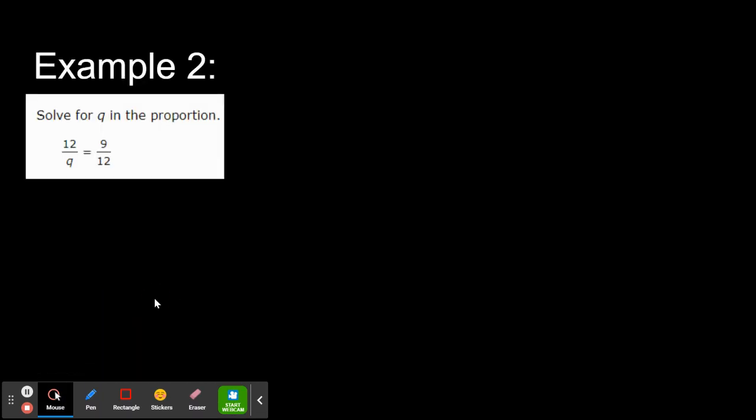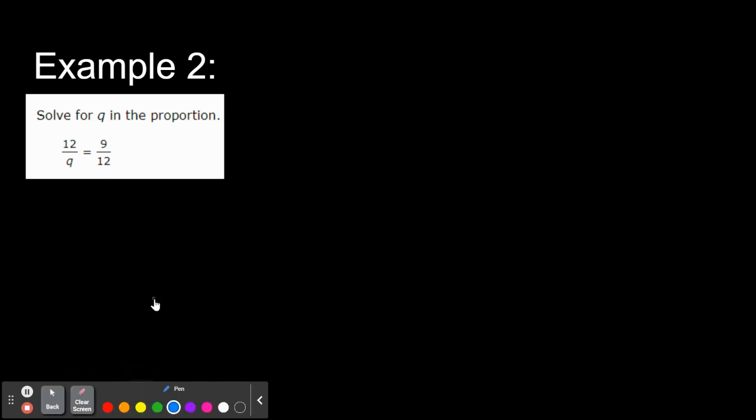Like this one, for example. If we look at this one, there's no clear number that we're going to multiply 9 by to get 12. There's no clear number that we're going to multiply 12 by to get q. So what we're going to do is we're going to solve this as an equation.